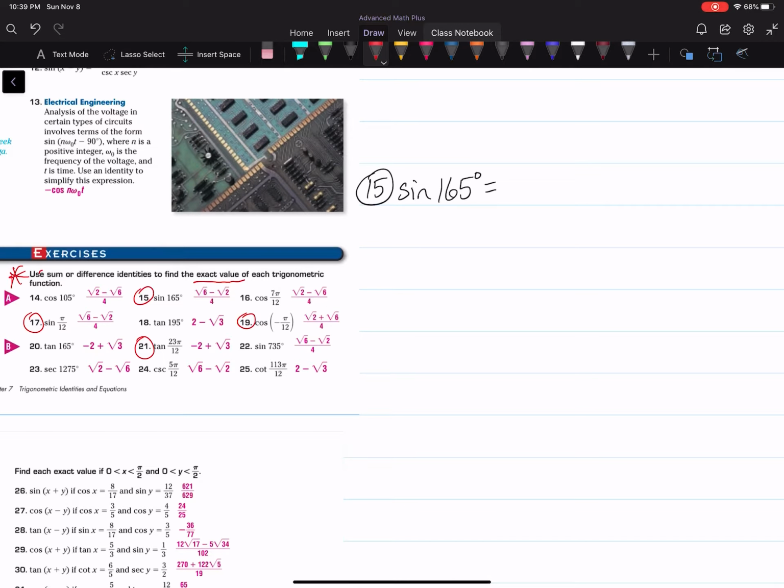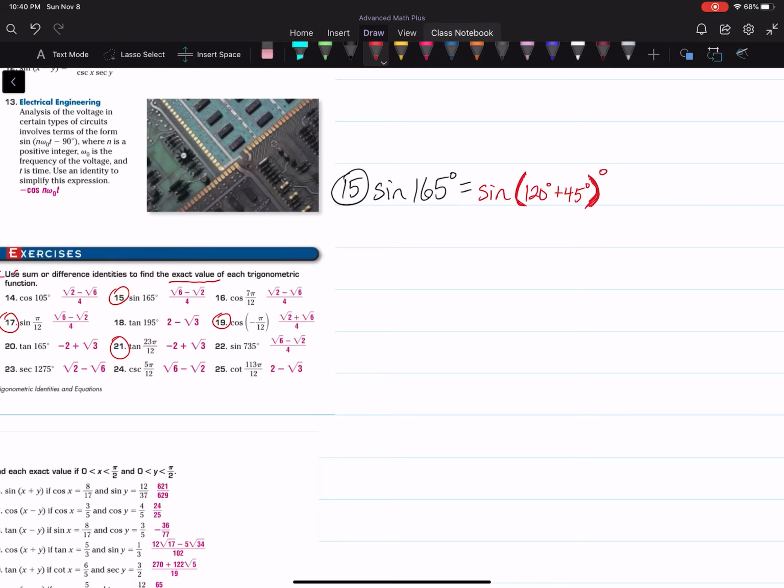Well, what we need to do is change this 165 to angles that we can do in our head or that are on our little cheat sheet for now. Like I said, we won't use the cheat sheet forever, but for now we will. What am I talking about? Well, on the cheat sheet you have 120 degrees and you also have 45 degrees, and if you added those together they give you 165 degrees. So I'm changing this problem to sine of 120 plus 45.